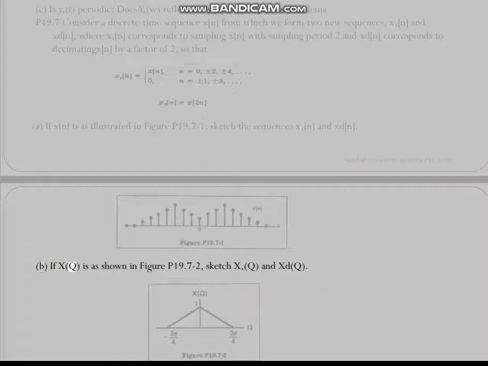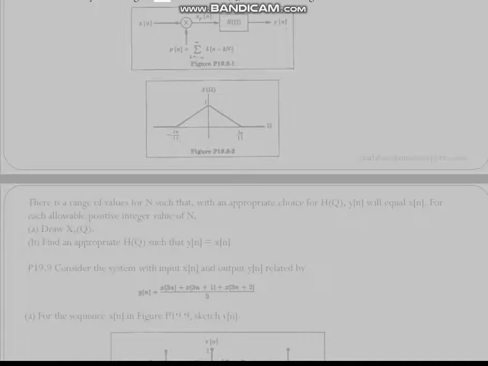B. If X(e^jω) is as shown in figure P19.7-2, sketch X_s(e^jω) and X_d(e^jω). P19.8 Consider the system in figure P19.8-1, where X(e^jω) is as shown in figure P19.8-2.